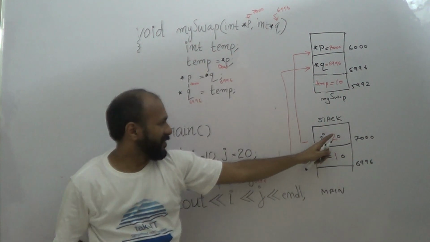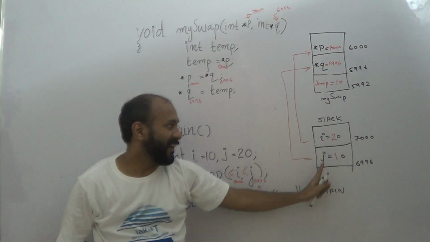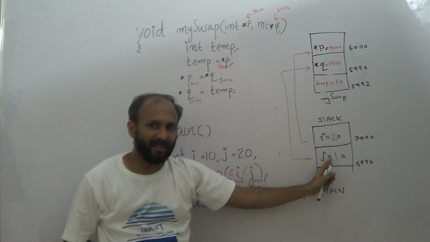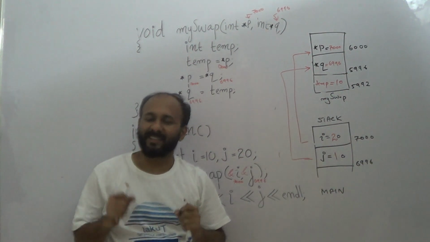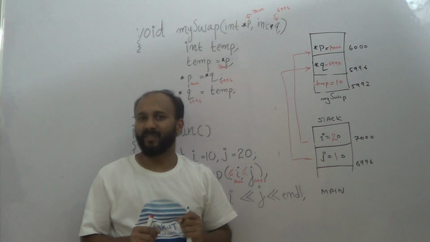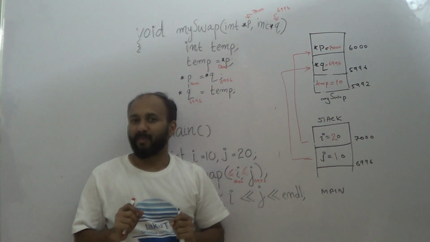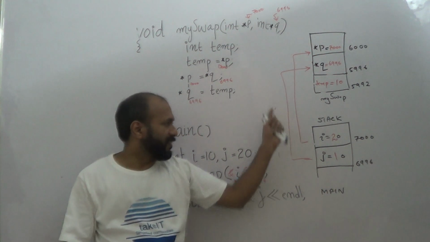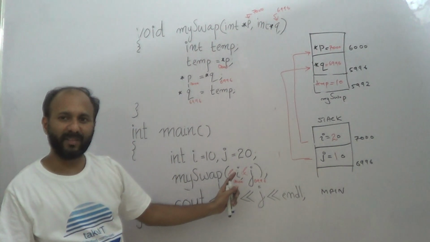Now just observe, i has changed into 20 and j has changed into 10. So my source is getting changed. If you ever want to make changes in the source, you have to go for call by reference. We have two types of call by reference: one is with the help of a pointer variable, and the other is with the help of a reference variable. This is an example of call by reference with the help of a pointer variable.